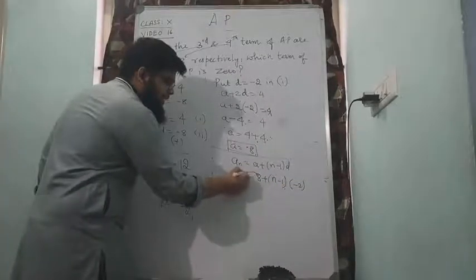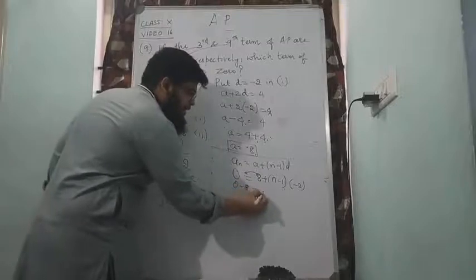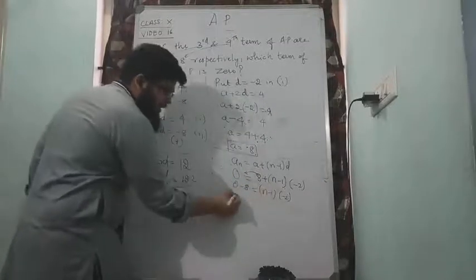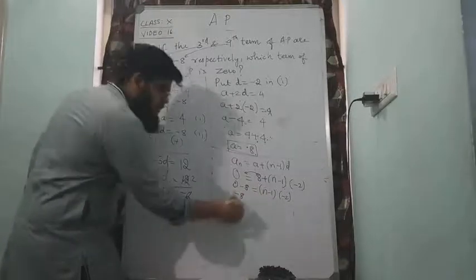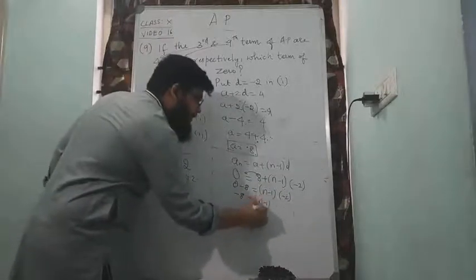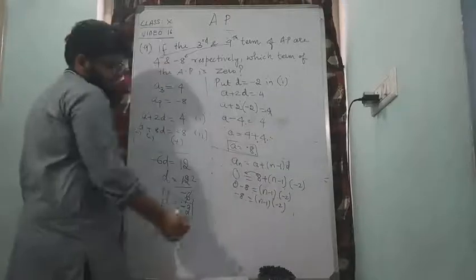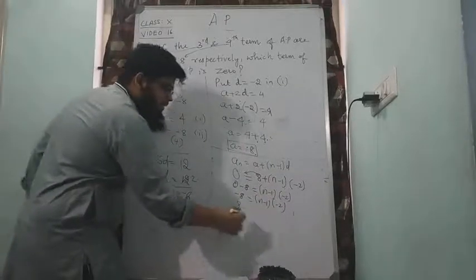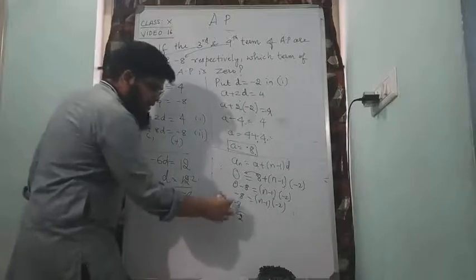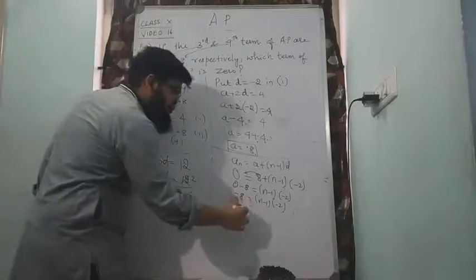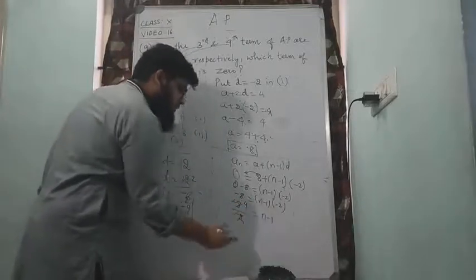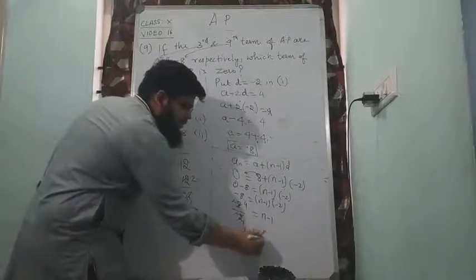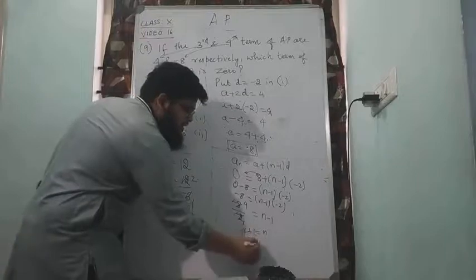0 plus 8, if I shift it, it will become minus 8, is equal to n minus 1 into minus 2. 0 minus 8 is minus 8 only, is equal to n minus 1 into minus 2. Minus 8 into minus 2 will come here, it will become divided by minus 2. So minus and minus will get cancelled. 2 1s are 2, 2 4s are 8, is equal to n minus 1. 4 minus 1, if I take it, it will become plus 1, is equal to n. So the value of n is 4 plus 1, which is 5.